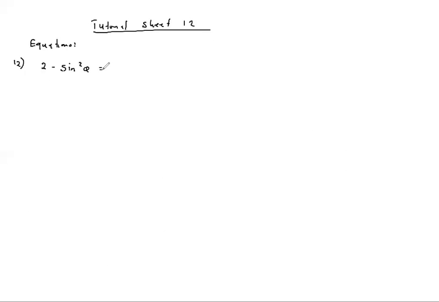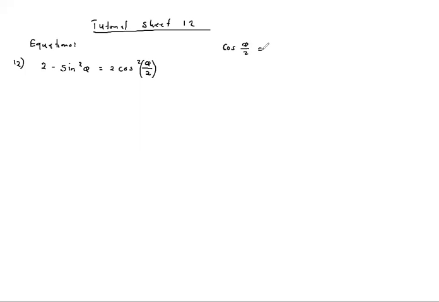This is equal to 2 cos squared theta over 2. And you're looking for theta from 0 to 2 pi. What do you do? What do you do? Remember the identity for this.